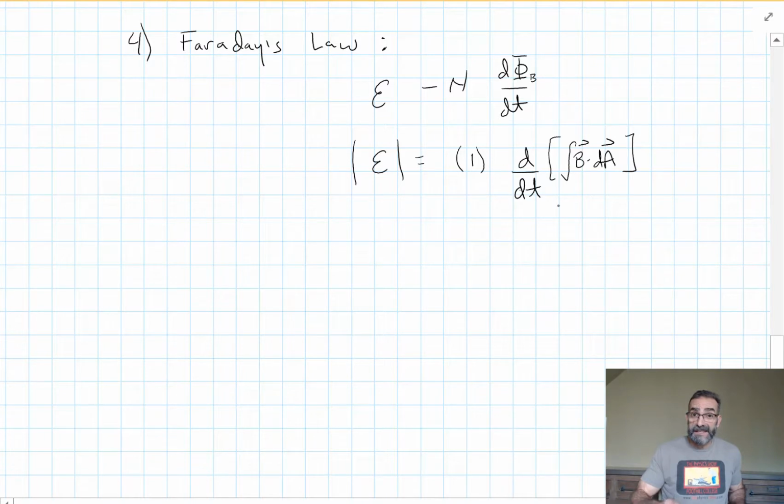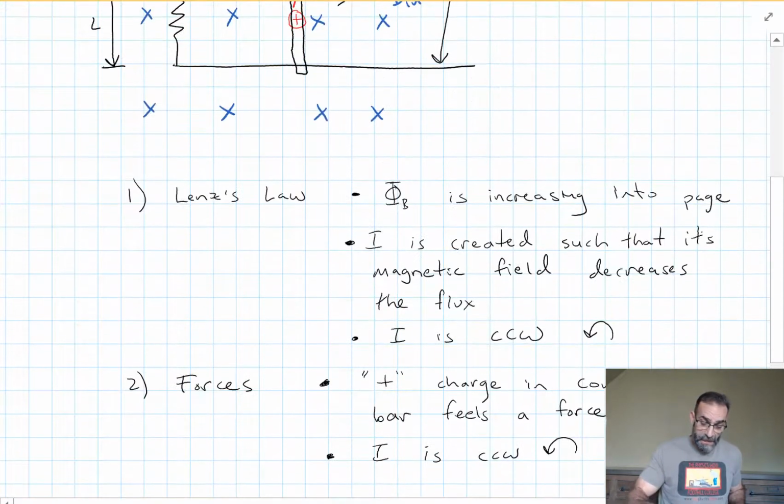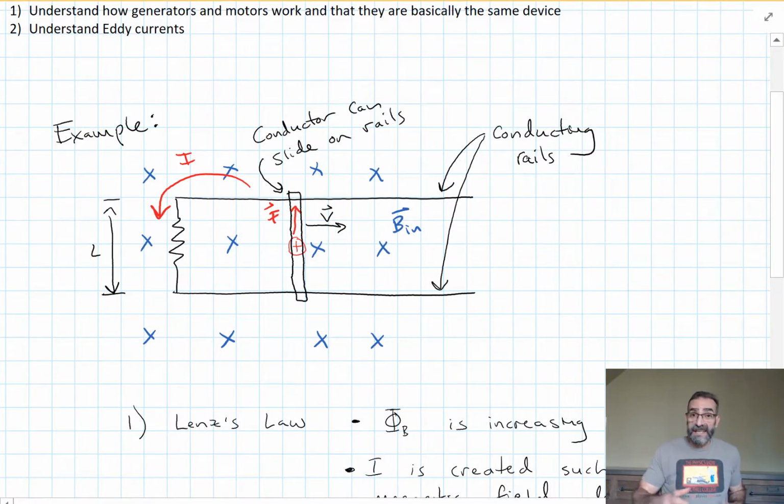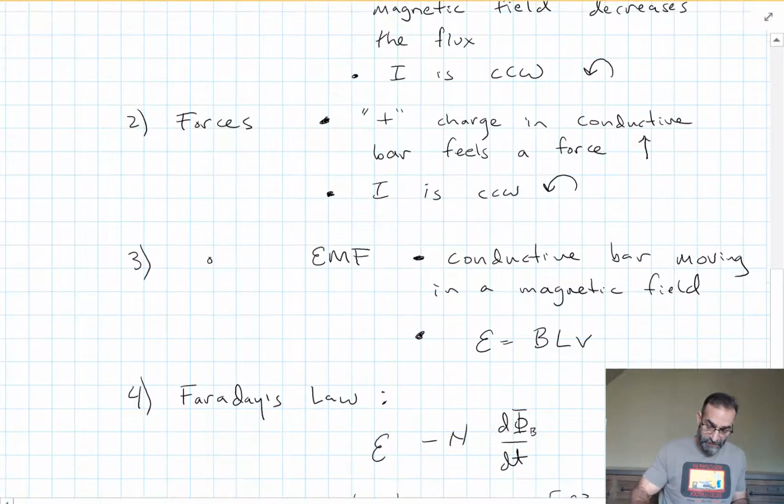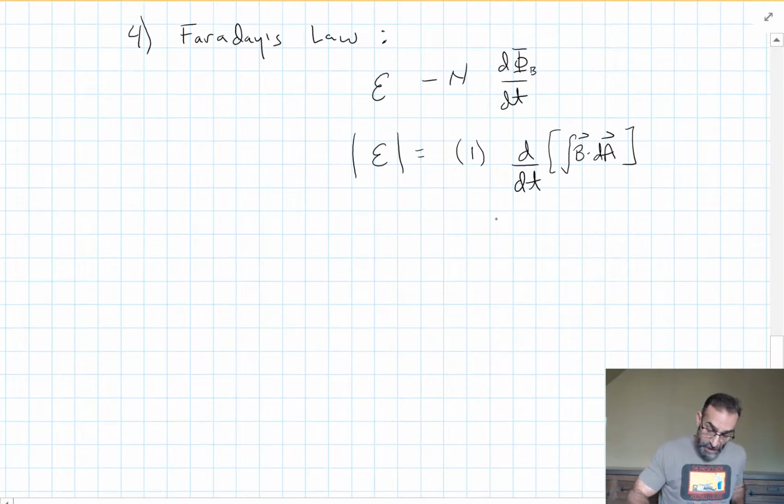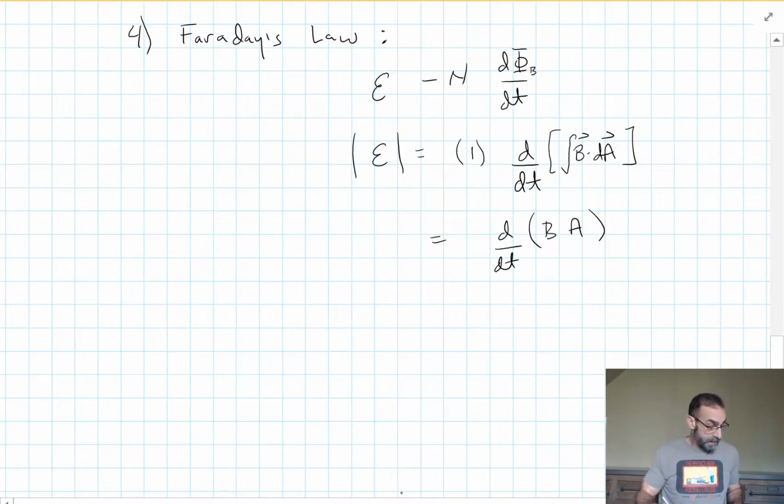It just becomes B times the integral of dA, which is the area, right? If B is constant, it comes out of the integral. And in this case, B is constant everywhere. It's a uniform magnetic field. So if I measure the magnetic field at this little location here, I get the same value as if I measure it over here, same value over here, same value over here. It's a uniform magnetic field. So this integral just becomes B times the integral of dA, which is the area.